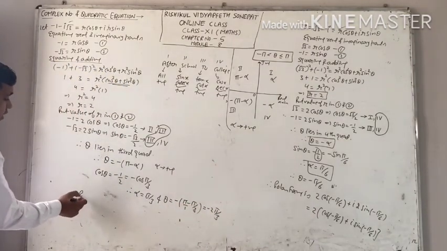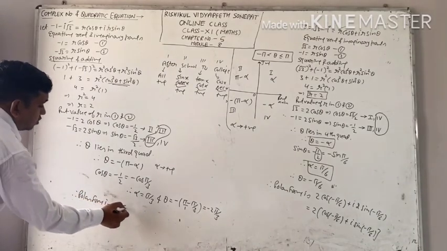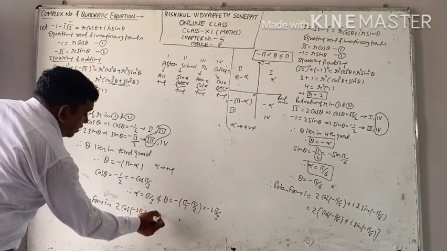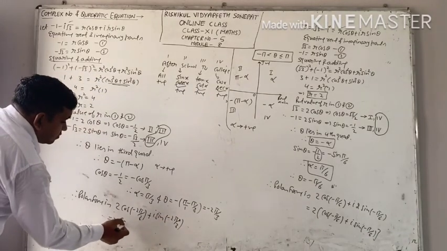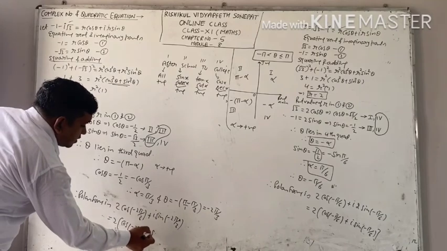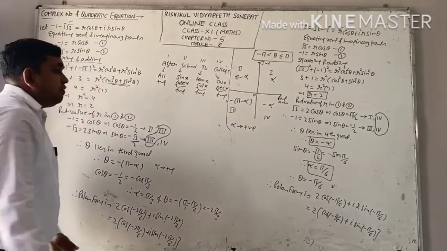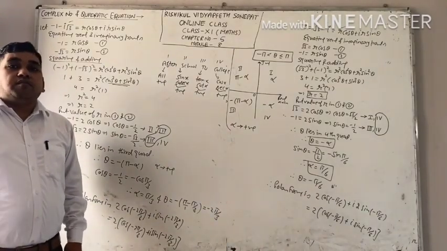Therefore, polar form is 2 cos -2 pi by 3 plus iota sine -2 pi by 3. Take 2 as common. Plus iota sine -2 pi by 3. In this way, we can convert a complex number into polar form. Thank you.